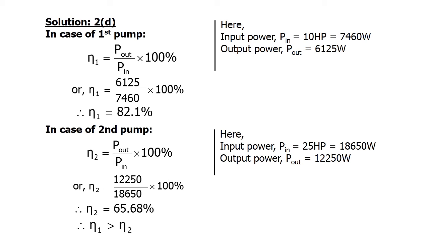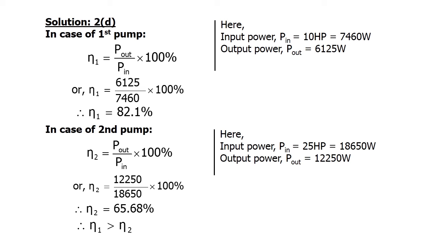The same will happen in the second pump. Here the output or effective power is already calculated in question C, which is 12,250 watt, and the input power of the second pump is given as 25 HP. If you convert 25 HP to watt, we have to multiply it by 746 and we'll get 18,650 watt. So here we use the same formula to calculate the efficiency of the second pump.